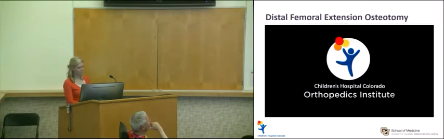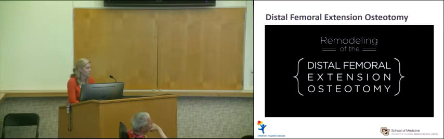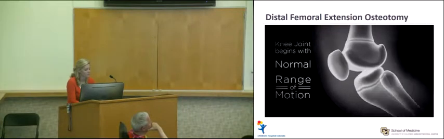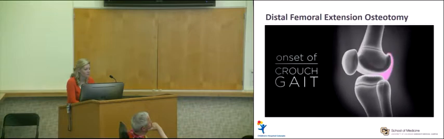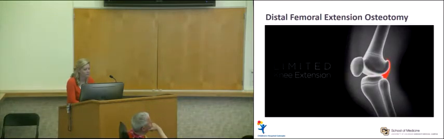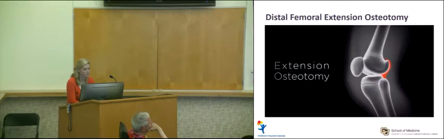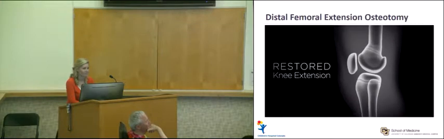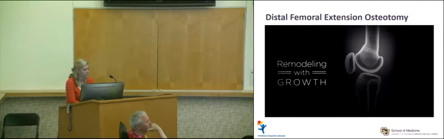So this is just a quick video of the distal femoral extension osteotomy. The knee starts off normal, obviously, but as they stay flexed for longer and longer periods of time, the posterior capsule gets tight, and then they can't extend. Eventually, they can no longer extend their knee joint completely. And so then we do an extension osteotomy, so we take a chunk of bone out. If you're an orthopedic surgeon, that's really cool. And then you sort of create a deformity so that you get full knee extension.